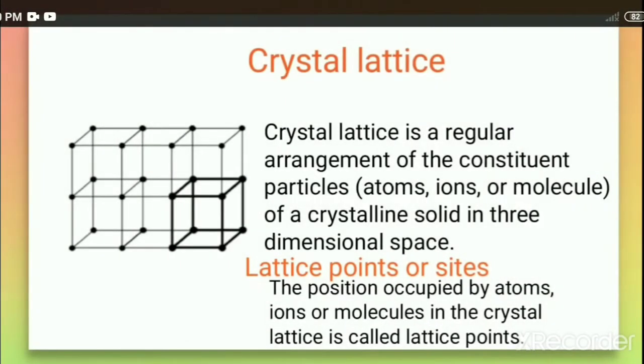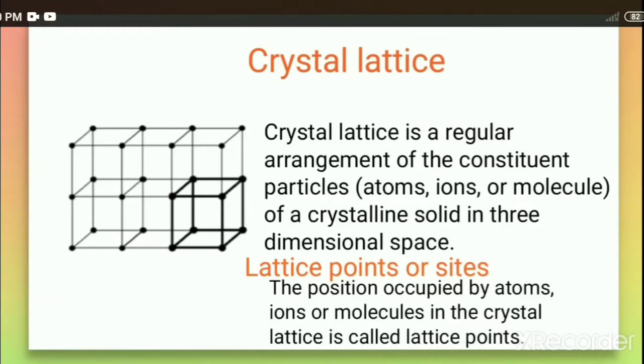So, let us define crystal lattice. Crystal lattice is a regular arrangement of the constituent particles, which can be atoms, ions or molecules, of a crystalline solid in three-dimensional space. And the lattice points or sites can be defined as the positions occupied by atoms, ions or molecules in the crystal lattice.